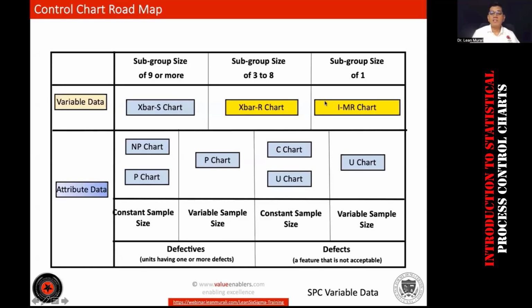Here, X bar R chart and IMR chart. If you learn these 4 charts, that's more than enough. This is widely used. 80 to 90% of the time, either IMR chart or X bar R chart in variables, and P chart or U chart is used. No other chart is used quite as widely.